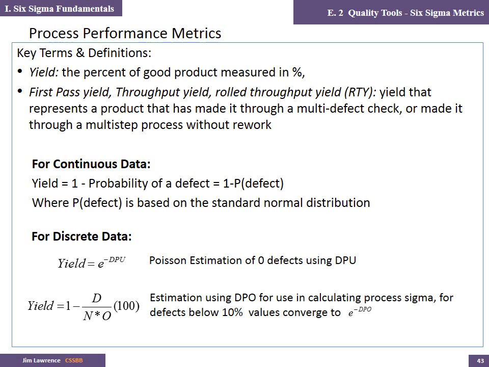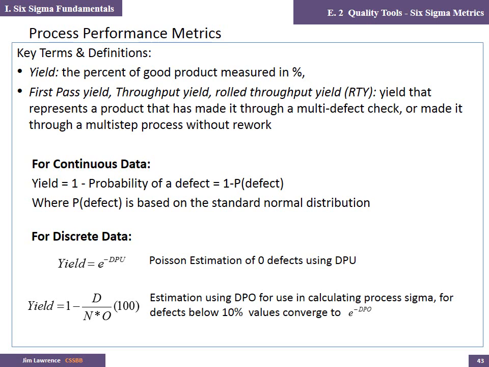For continuous data, again, yield equals 1 minus the probability of a defect, or your percent of defects. And your percent probability of a defect is based on the standard normal distribution. For discrete data, you get a Poisson estimate of 0 defects using defects per unit. Yield will equal e to the negative DPU. And estimating DPU for calculating process sigma, for defects below 10%, we find that values converge to e to the negative DPO.